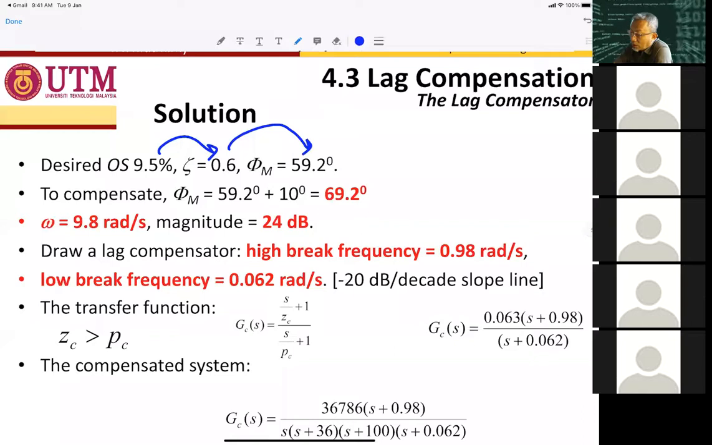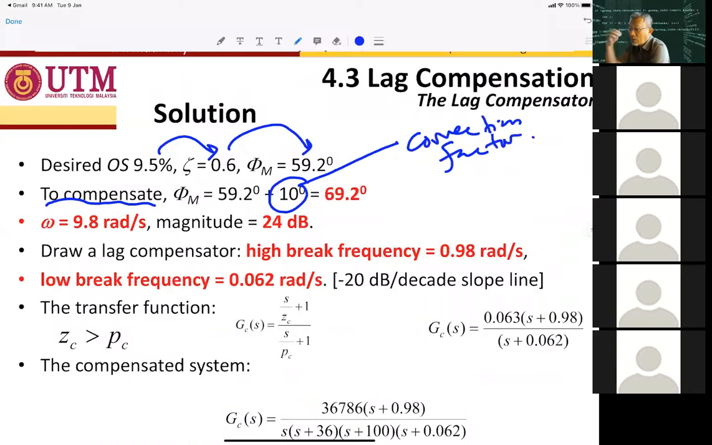So usually, in order to do the lag compensator, we have to put in a correction factor. We just add 10 degrees to the 59.2. The correction factor. So students will ask, is it compulsory or not? I advise you to add 10 degrees, because it is quite challenging when we do it manually.